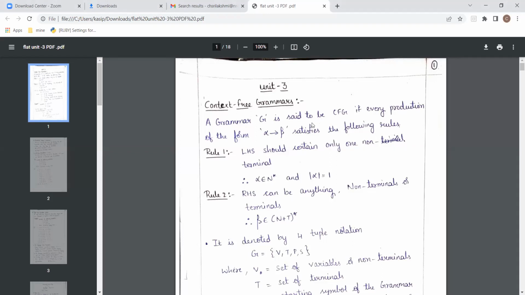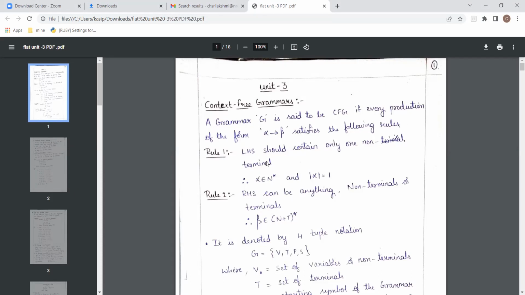Grammar is said to be here, G is a grammar. If G is a grammar, then every production should be in the form of alpha tends to beta, where alpha and beta are the LHS and RHS. So alpha tends to beta should satisfy the following rules. The first rule is the LHS only contains the non-terminals, whereas the RHS can be anything. That can be a mixture of non-terminals and the terminals.